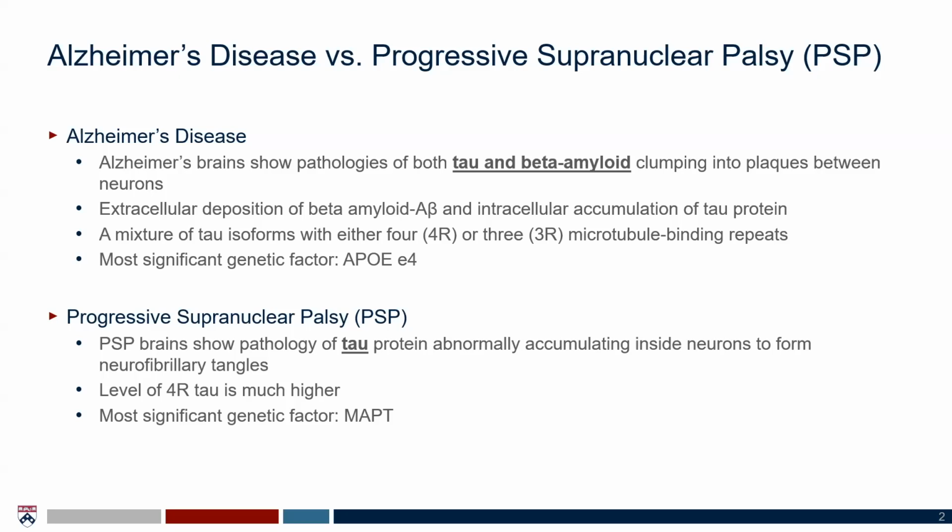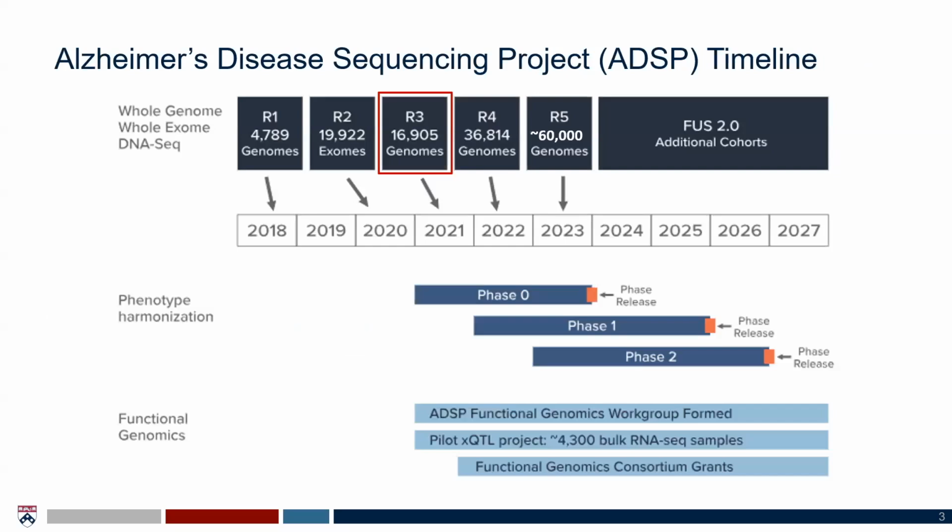So let me escape from the disease and get back to my comfort zone, the data. The Alzheimer's Disease Sequencing Project, if I recall correctly, started in 2012. And in 2018, we had the first release, R1. We have close to 5,000 whole genome sequences. And in 2020, we had the R2 release, which is about 20,000 whole exome sequences.